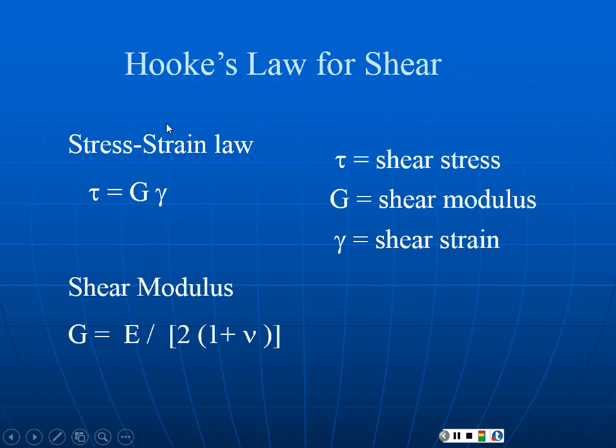We have Hooke's law for other types of stresses. So for shear, you have shear strain, shear stress, and the modulus that relates those is called the shear modulus. And fortunately for us, we don't really have to measure it because you can calculate it from Young's modulus, which you get in a tension test, and Poisson's ratio, which you can also get in a tension test.